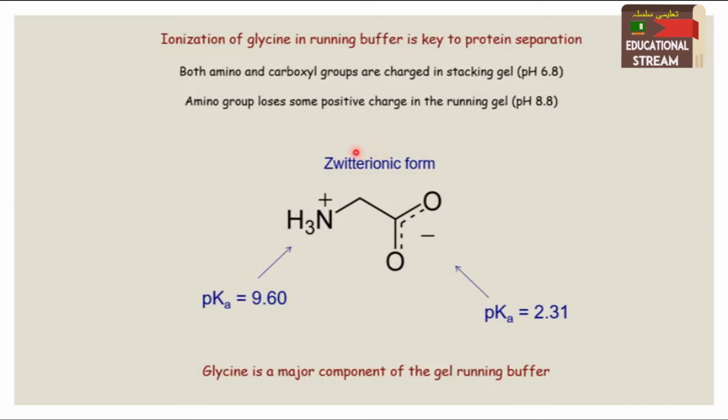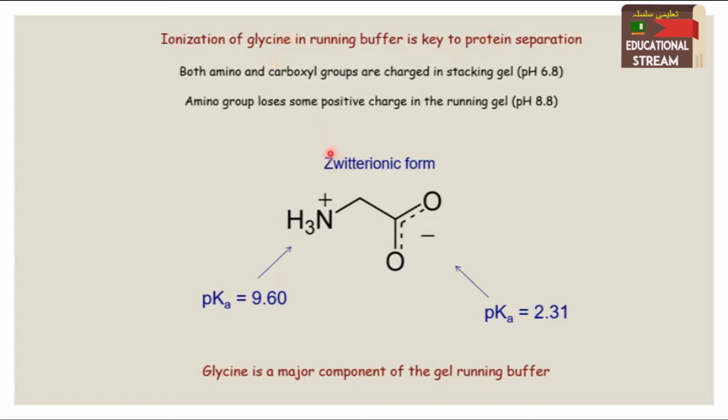As I told you, we are using different kinds of buffers, and we also use glycine as a buffer because glycine buffers are preferable when we talk about SDS-PAGE. Glycine, we know, is an amino acid, and this amino acid does not have any R group. So ionization of glycine in the running buffer is very important, and it is key to protein separation because when the glycine ionizes, there will be different pK values.